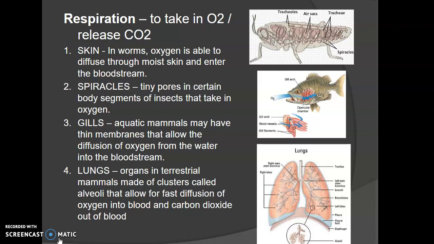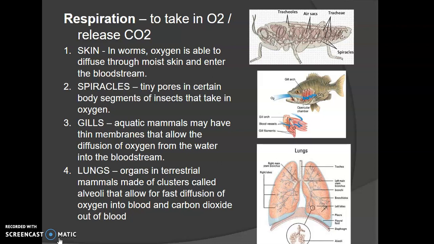But don't do that. The gills in certain animals have thin membranes that allow oxygen to be diffused from aquatic environments into the bloodstream. And then the most complex respiratory structure are the lungs. The lungs are for terrestrial animals or land-living animals. They are made of these little grape-like clusters. Look down at the bottom of the picture of the lungs, called alveoli. And these alveoli allow for fast diffusion of oxygen into the blood and then carbon dioxide out of the blood.